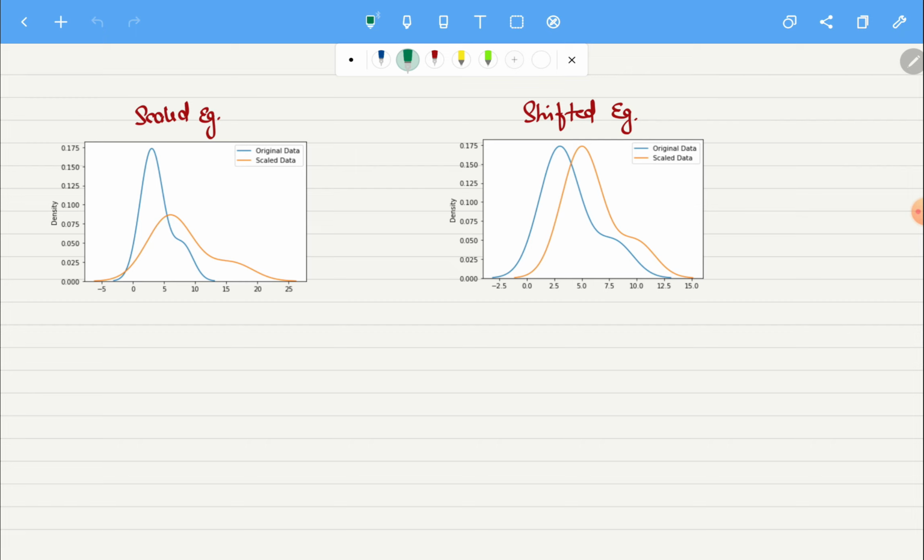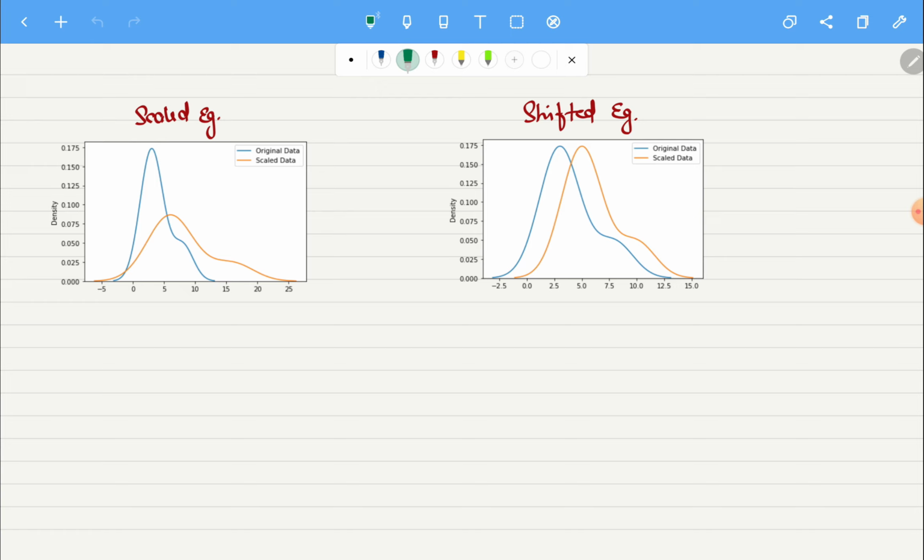So when we scaled our data, we multiplied them by 2. So you can see our data has become more spread, and previously it was much more concentrated. So that is why our variance has increased quite a lot. Our range has also increased, and our interquartile range has also increased. So that is for scaling.